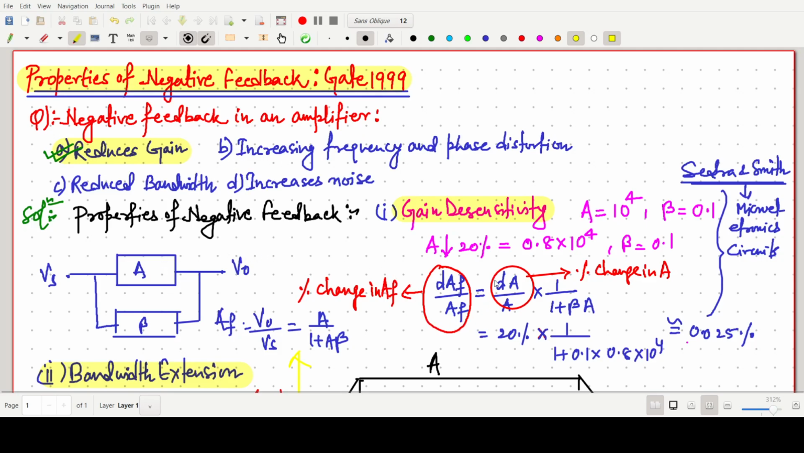But there are a few properties that we have to know. Gain desensitivity means the gain of the overall negative feedback circuit is stable even if there is a change in a particular component value. Bandwidth extension: we can extend the bandwidth through negative feedback. We can reduce the nonlinear distortion, reduce the noise also, and control the input and output impedance.